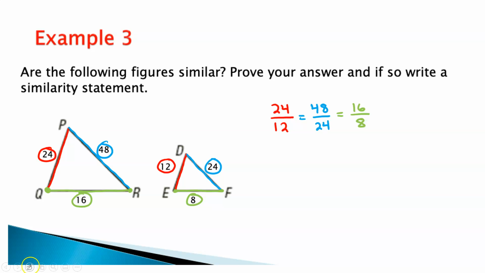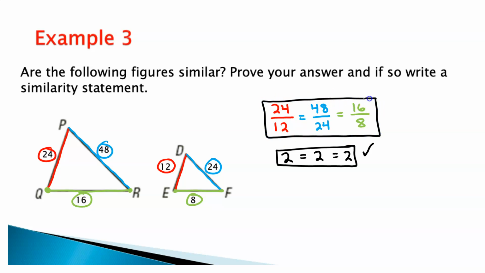Let's simplify to actually prove that these two figures are similar. I should be getting the same fractions when I go through and simplify. 24 over 12, I can simplify that. Actually, I can divide 24 by 12. 24 divided by 12 gives us 2, is equal to what's 48 divided by 24? That's also 2. And then what's 16 divided by 8? That's also 2. So this is true. These two figures are actually similar, right? Using our proportionality statement here, all these fractions are equivalent.